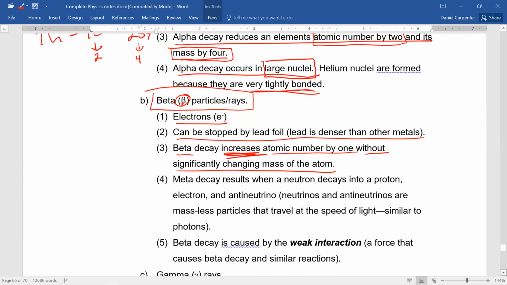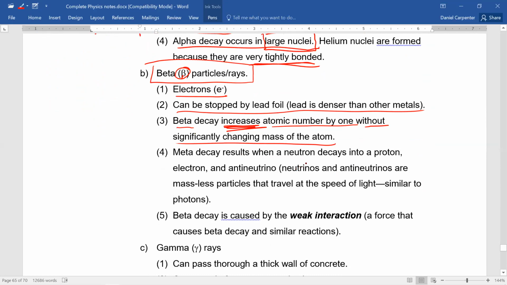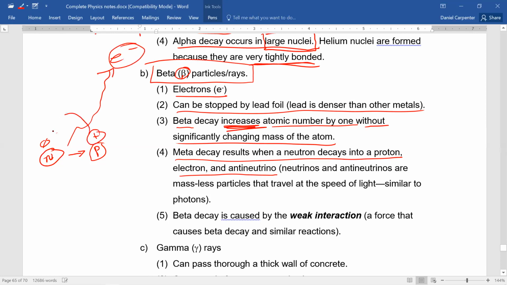What does it say? Is it going to tell us anything about that in the notes? Okay, beta decay results when a neutron decays into a proton, electron, and antineutrino. Neutrinos and antineutrinos are massless particles that travel at the speed of light, kind of like photons. They've got pretty good evidence that they exist, but the evidence is way over anything that we care about at this point. So basically, when you have beta decay, you have a neutron that changes into a proton. Remember, neutrons are neutral. Protons are plus, and an electron is given off. So minus one plus one would add up to neutral.